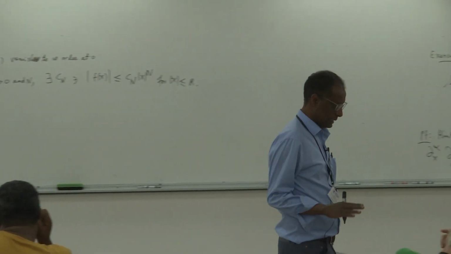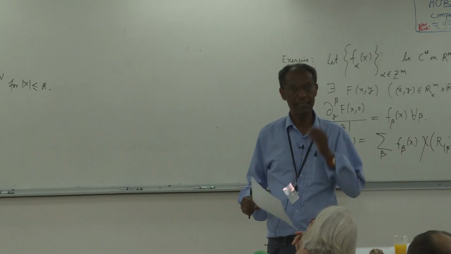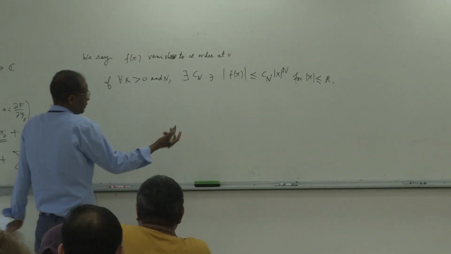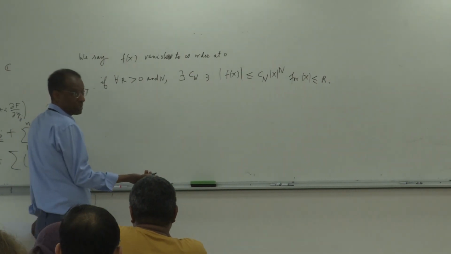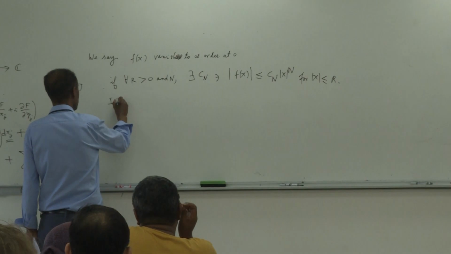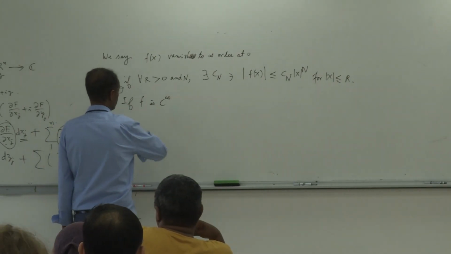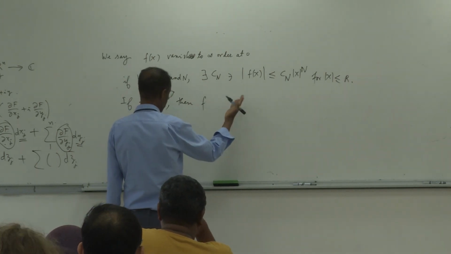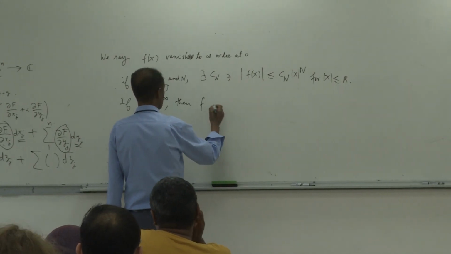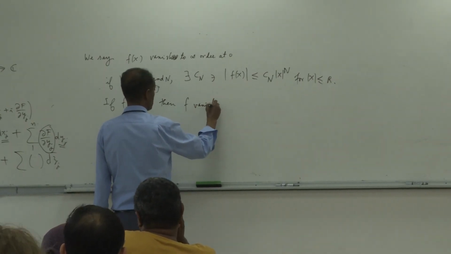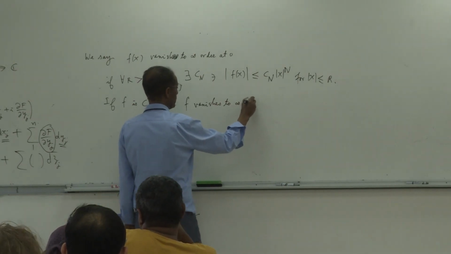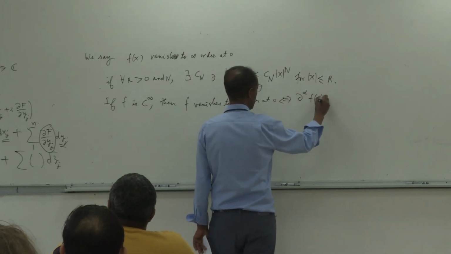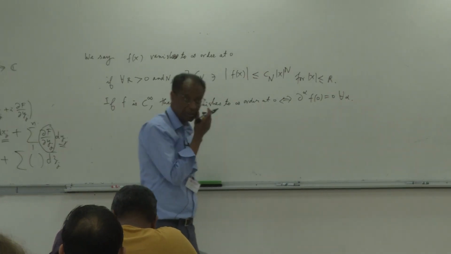So f of 0 clearly is going to be 0, and it's telling us the rate at which f of x goes to 0. Of course, the function may not be differentiable at all, and this can still make sense. But if f happens to be C infinity, then it's easy to see from the Taylor series approximation, with the Taylor error, that f vanishes to infinite order at 0 if and only if all derivatives of f are 0 at 0.